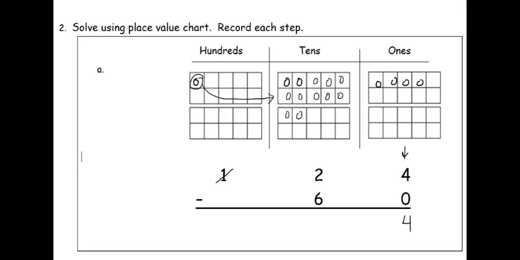So we took that 100, which leaves no hundreds, and decomposed it into 10 tens, added it to the 2 tens that were already there. Now I have 12 tens, and I'm going to cross off 6 of those, which leaves 6 tens. 12 minus 6 is 6. I'm not subtracting anything in my hundreds place, so my final answer is 64.